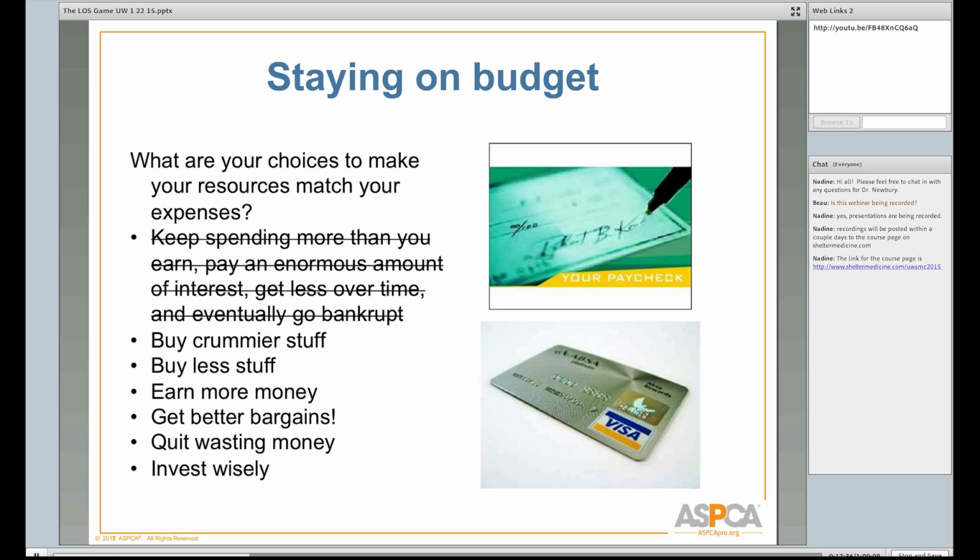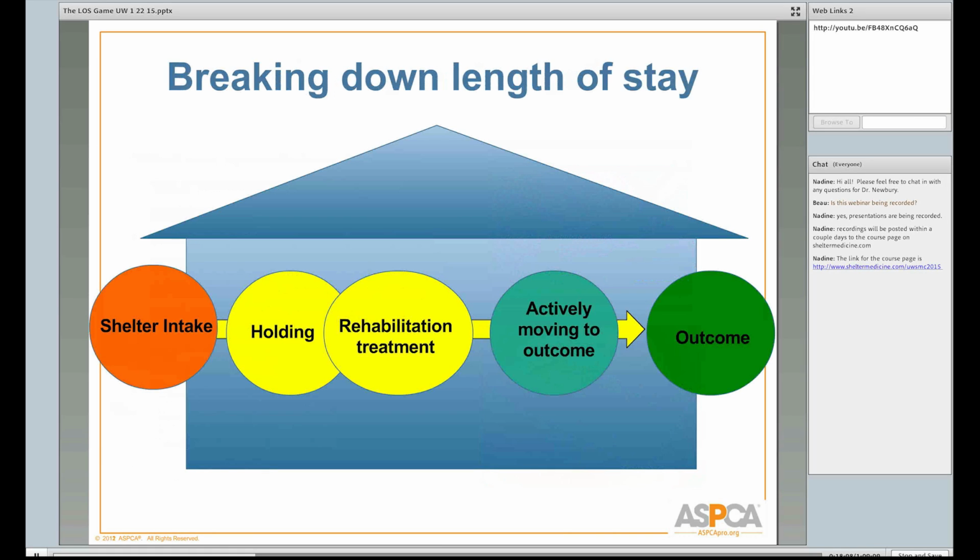And these last three in particular are, I think, the best analogy that we can use when we're talking about length of stay and capacity, because that's what we're saying: be more efficient, be smart with your resources, think about the way animals are moving through, and you will, in fact, get better bargains and quit wasting money. And doing those things is investing wisely, and that's what we think really brings about increases in life-saving. And so that's why it's so important to us.